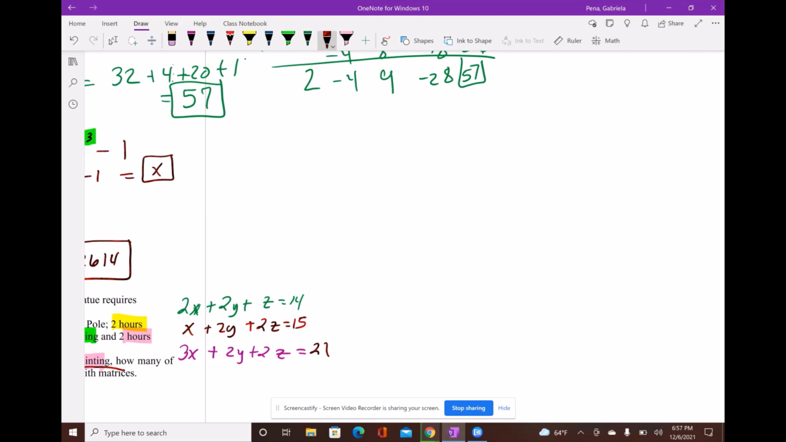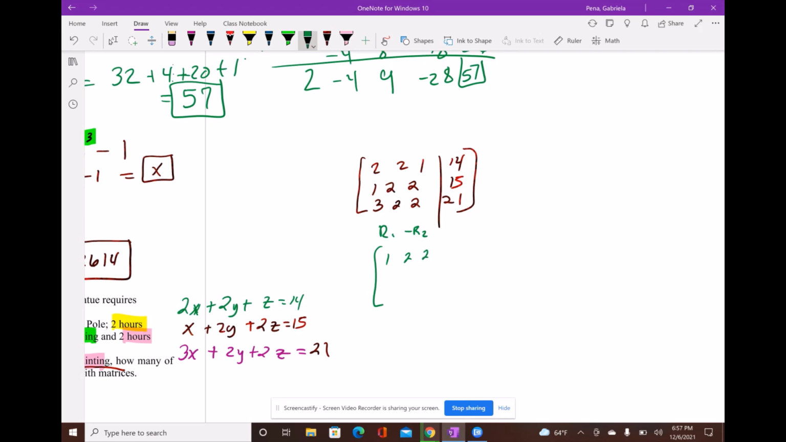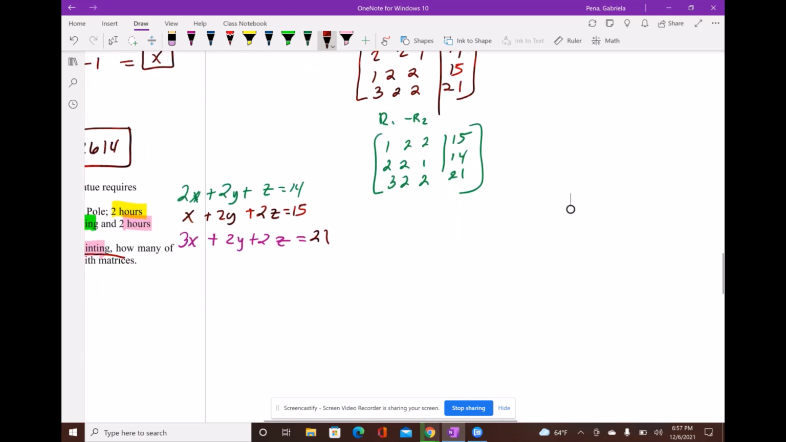Alrighty, so we set up our matrix: 2, 2, 1, 14; 1, 2, 2, 15; 3, 2, 2, 21. So the first thing that we should do is interchange row 1 with row 2. So this becomes 1, 2, 2, 15. 2, 2, 1, 14. 3, 2, 2, 21. But now we have to make a 0.